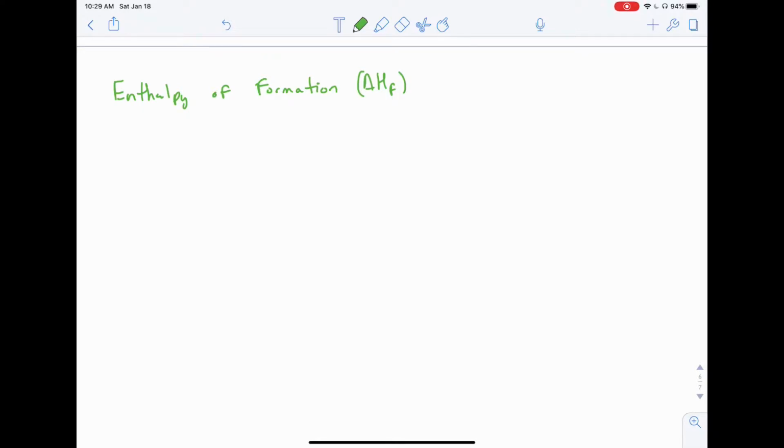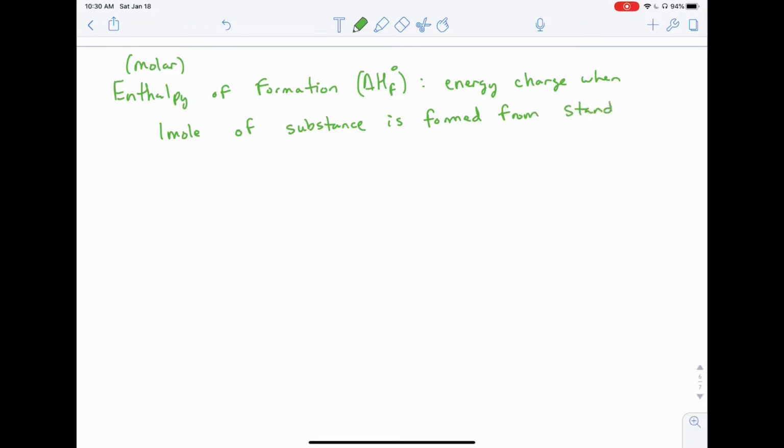Okay? It is the energy change when, I guess we'll do molar enthalpy of formation here. So, the energy change when 1 mole of substance is formed from standard state elements at standard conditions.